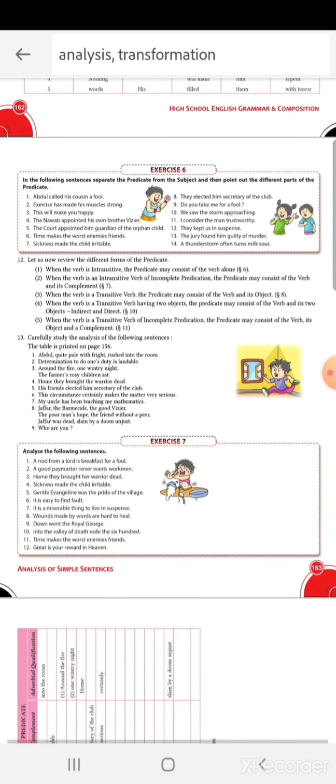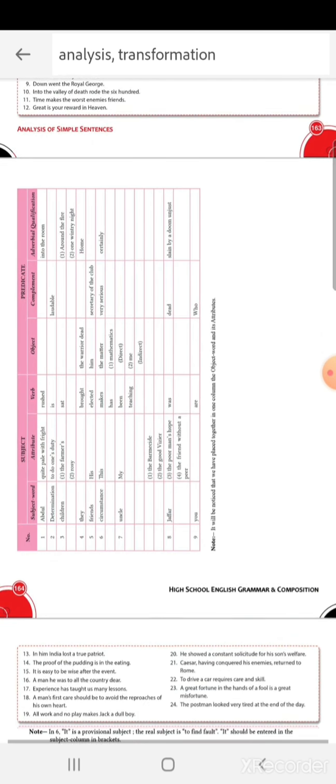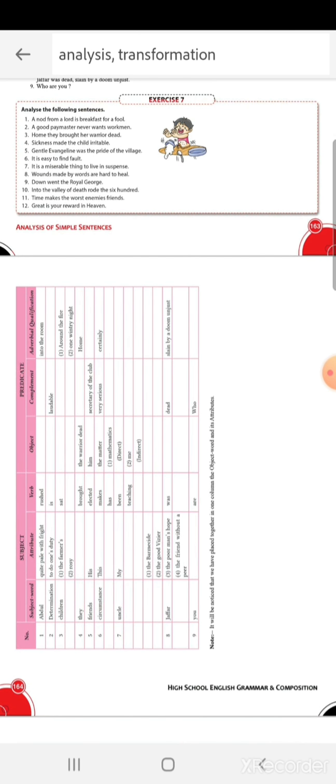And exercise number 6 says, in the following sentences, separate the predicate from the subject and then point out the different parts of the predicate. This is a highly important exercise. You are supposed to do exercise number 6. In this exercise, you are supposed to analyze the complete sentence. First of all, identify the subject and predicate, and then try to point out the parts of the predicate in the same way given here on page number 164.